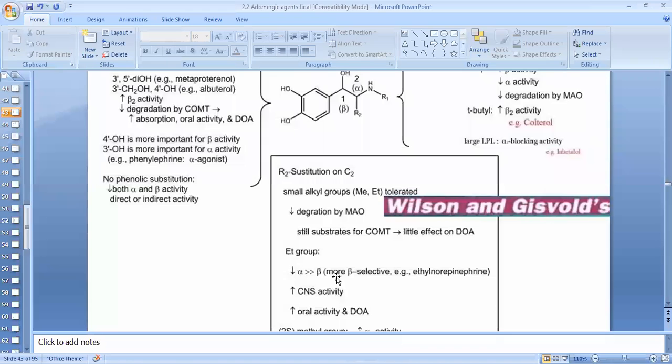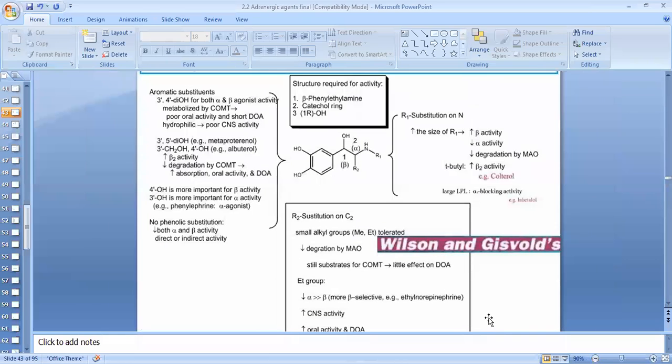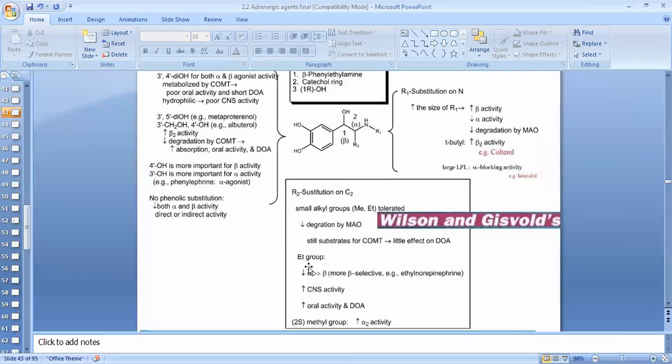Now if we substitute the ethyl group, what happens to the activities that we saw after methyl group substitution? If we substitute this R2 group with an ethyl group, what happened? Alpha activities are increased relative to the beta receptor, and a more beta selective drug molecule is ethylnorepinephrine. See, if we substitute ethyl functional group here, what happened? Alpha activity is tremendously increased compared to the beta activity.